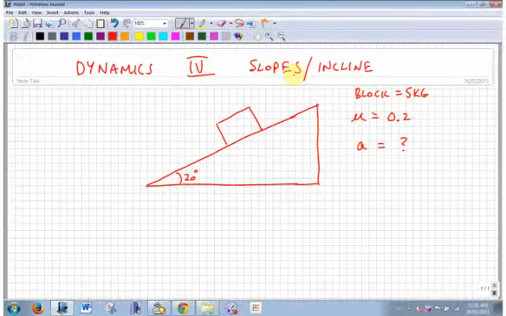There you go. All right. So we got a block. It's on a slope. If this is frictionless, what's going to happen? It'll slide. And if it doesn't slide, your name's not Clyde. No.